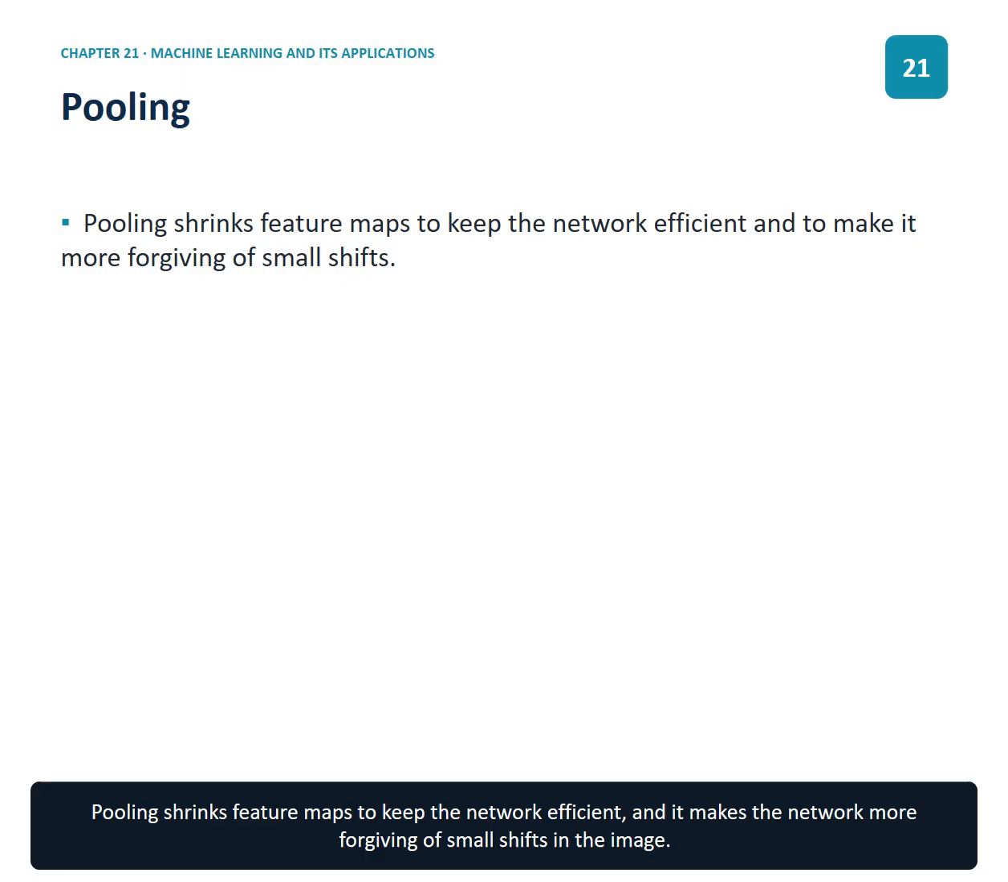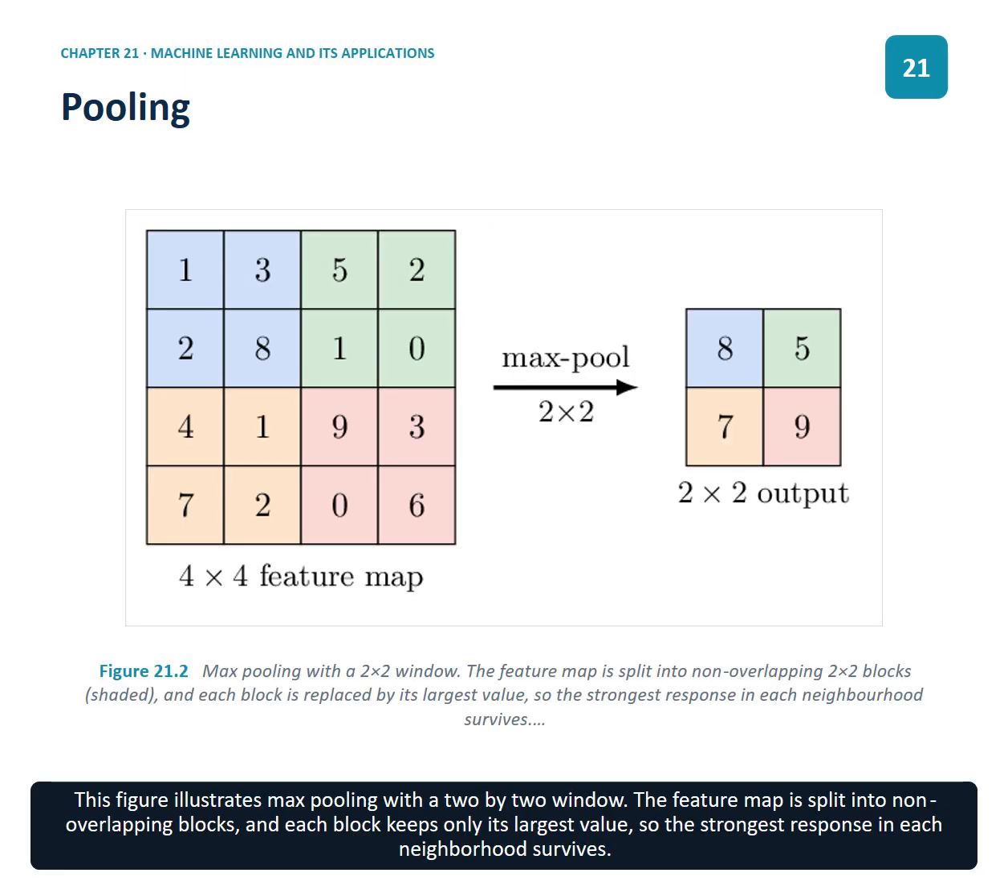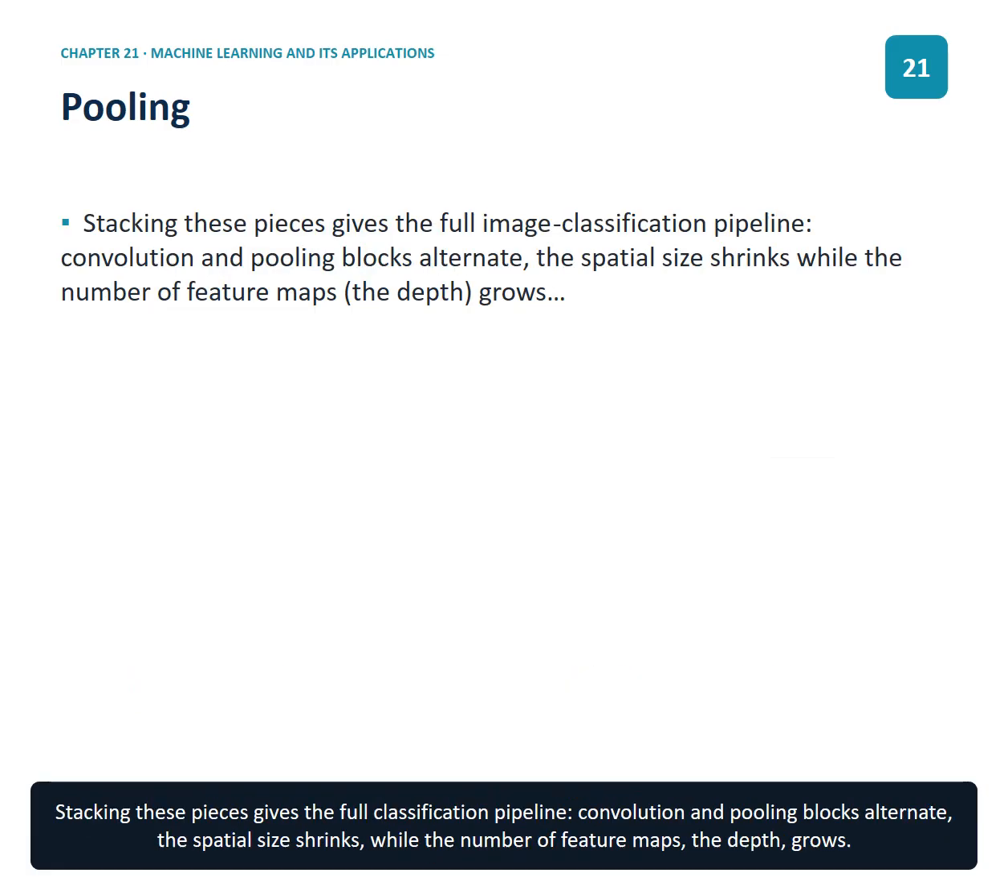Pooling shrinks feature maps to keep the network efficient, and it makes the network more forgiving of small shifts in the image. This figure illustrates max pooling with a 2 by 2 window. The feature map is split into non-overlapping blocks, and each block keeps only its largest value, so the strongest response in each neighborhood survives. Stacking these pieces gives the full classification pipeline.